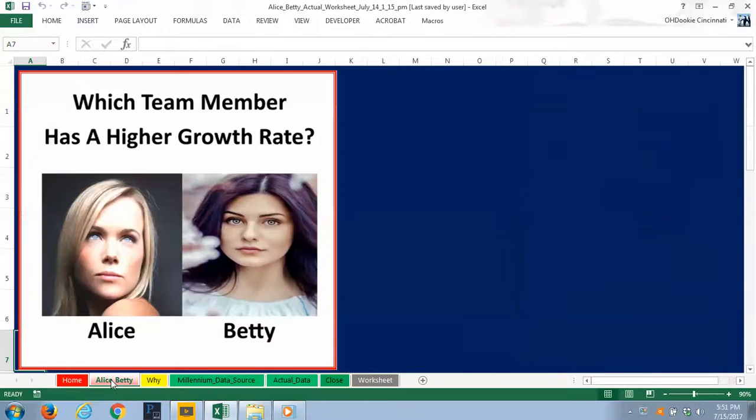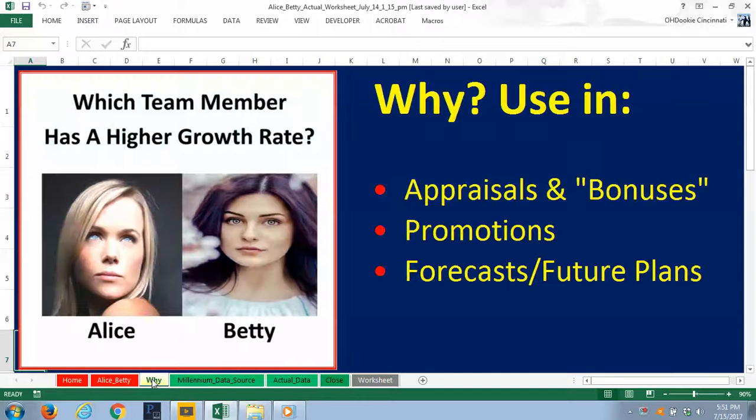Let's take a look at our service providers. We have two great long-term service providers, Alice and Betty. They get along very well with everyone. Clients love them. So why do you want to compare their service sales growth? There's at least three different reasons.